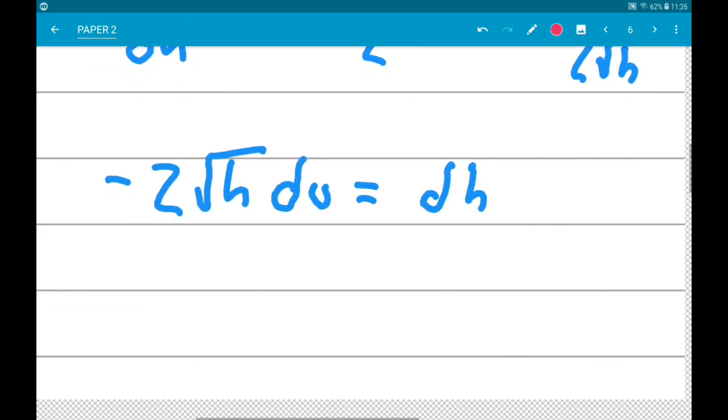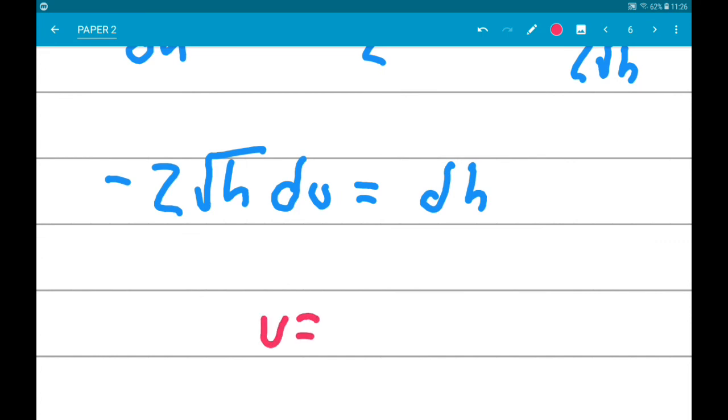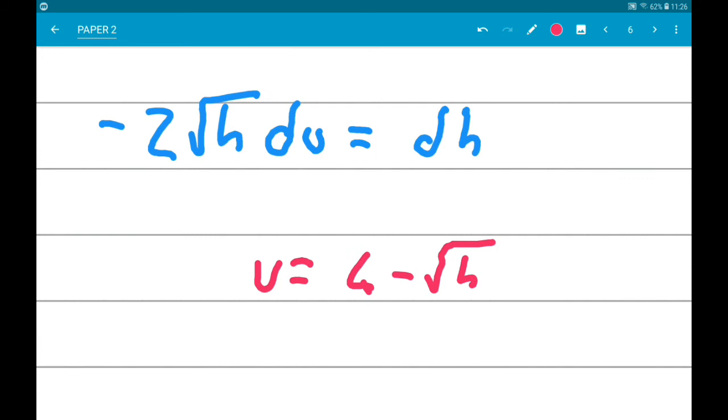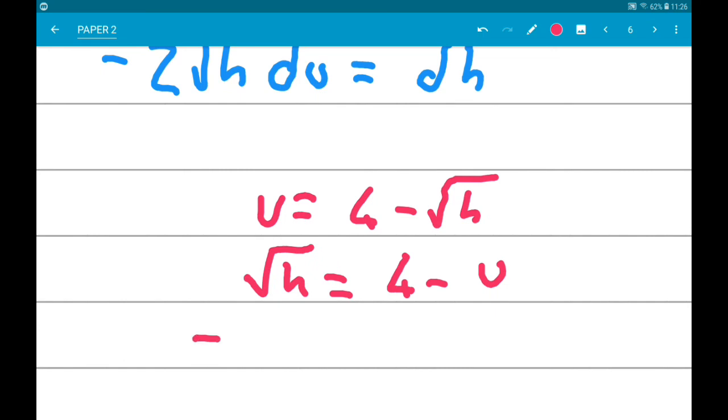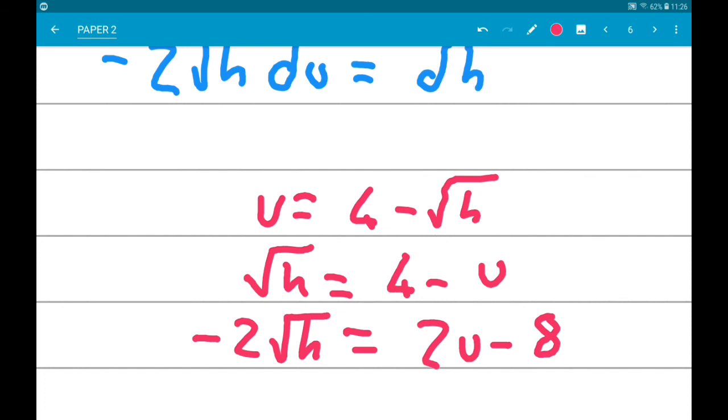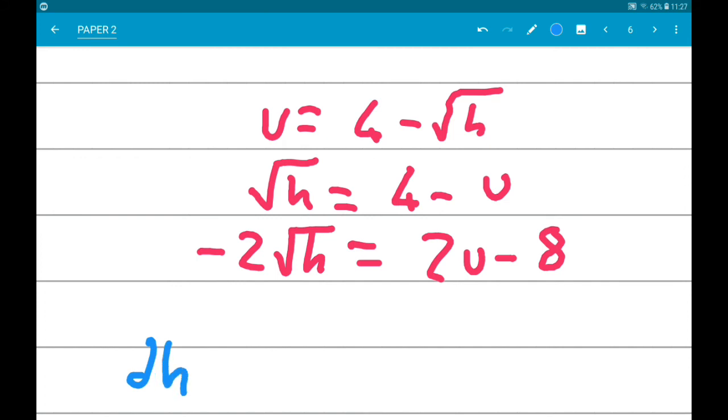So again, we know that u is 4 minus root h, so root h is 4 minus u, so minus 2 root h is 2u minus 8. So that means that dh is 2u minus 8 du.